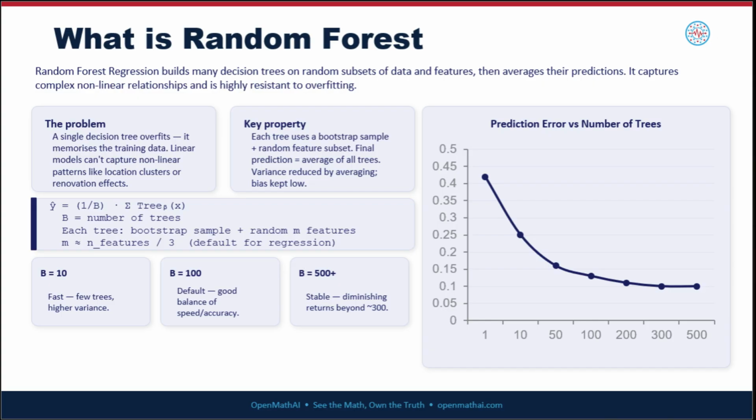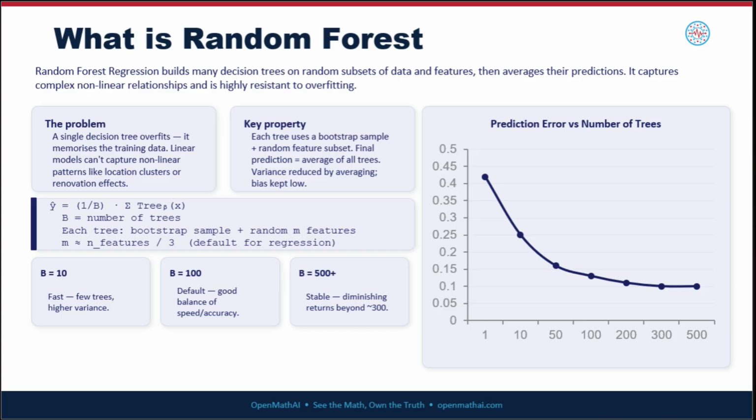Unlike a decision tree, which makes predictions using a single tree, random forest builds multiple decision trees and combines their predictions to produce a more accurate and reliable result. For classification, it uses majority voting, while for regression, it uses the average of all tree predictions.